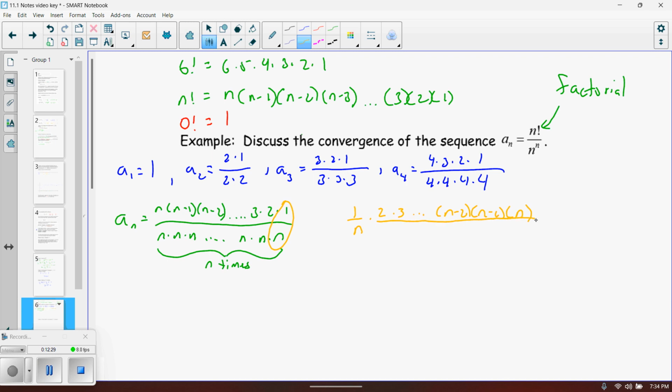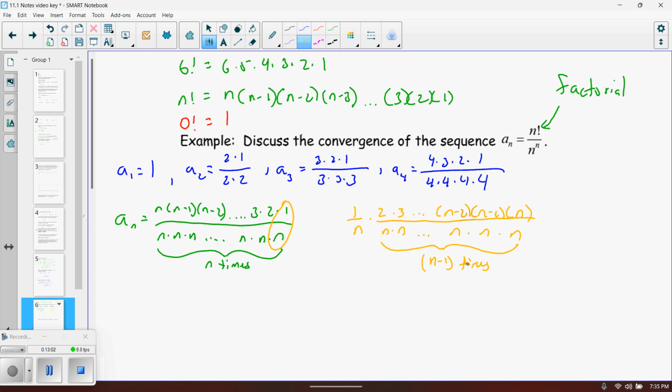And then in the denominator, it's just going to be a whole bunch more n's, n times n times n, and so on. That would, in this case, occur n minus 1 times, because that's how many of them are left. Not that that really matters for what we're going to be doing here, but that's n minus 1 times that it's going to occur.